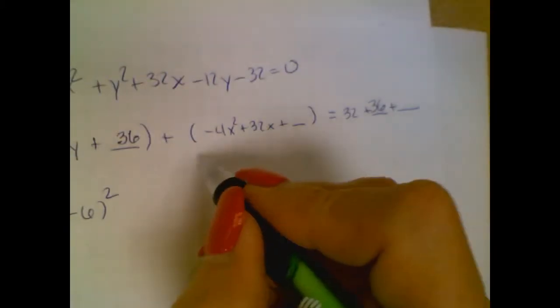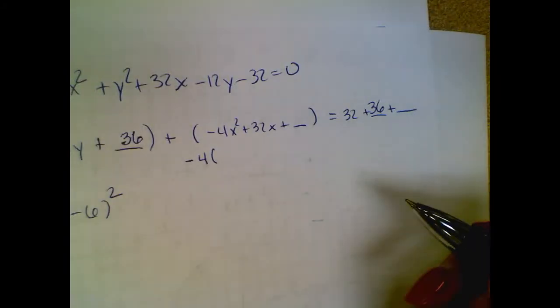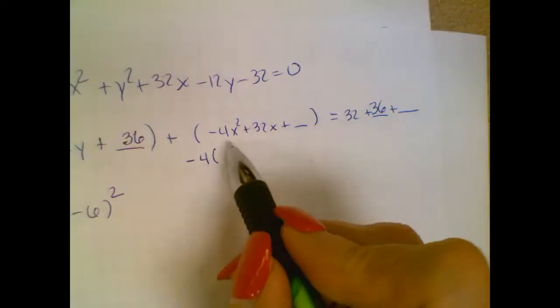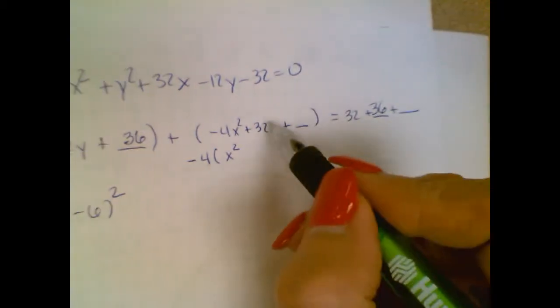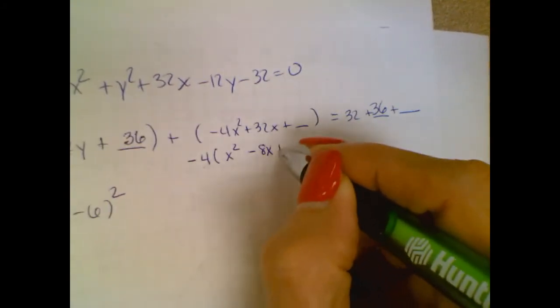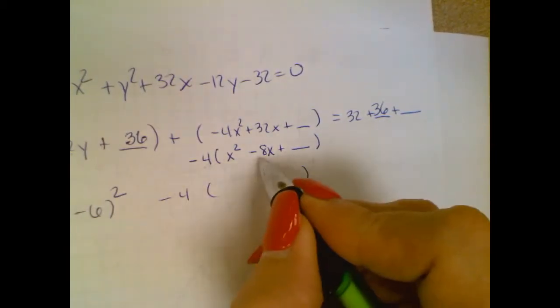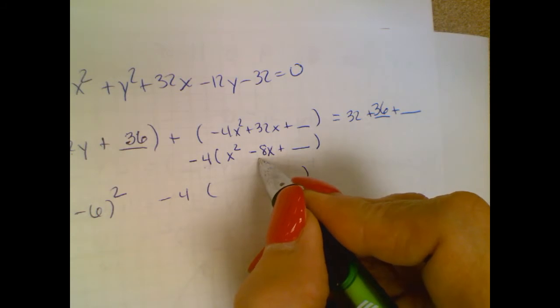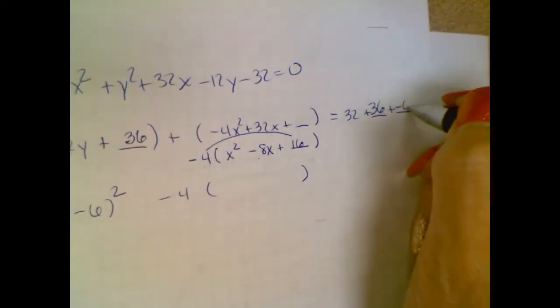Okay, now for the x's. So I'm going to factor out a negative 4 because you can't do a difference of two squares with something other than 1 there. So we're factoring out the negative 4. That gives you a positive x squared. And what is 32 divided by negative 4? You're right, negative 8x. So we have negative 4. What's half of negative 8? Negative 4 squared is 16. So we are adding negative 64 to the other side.